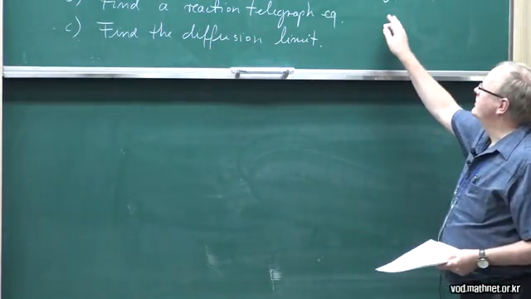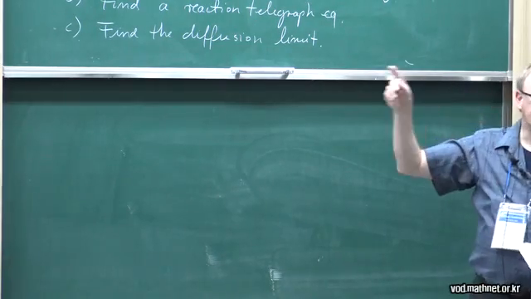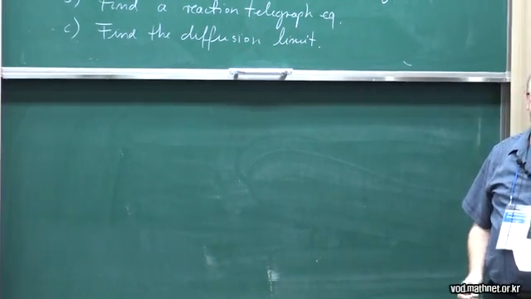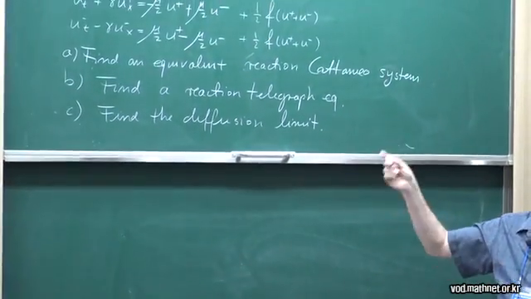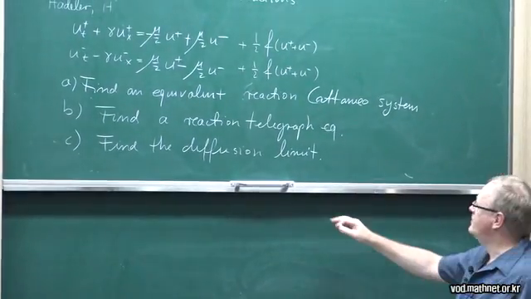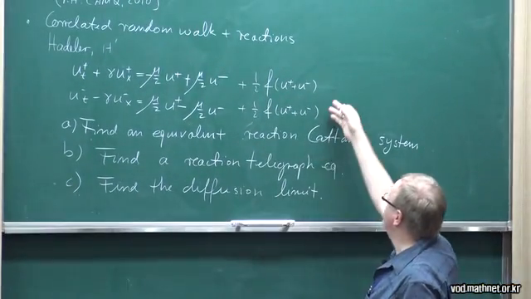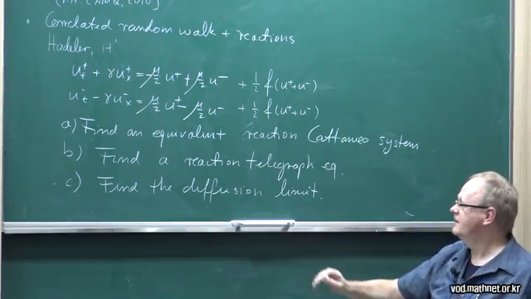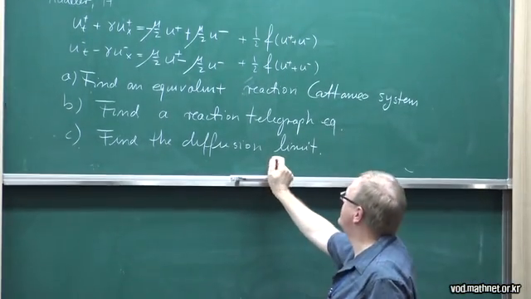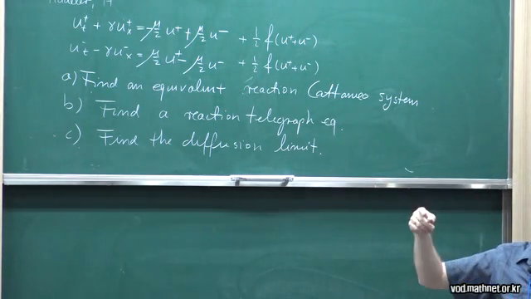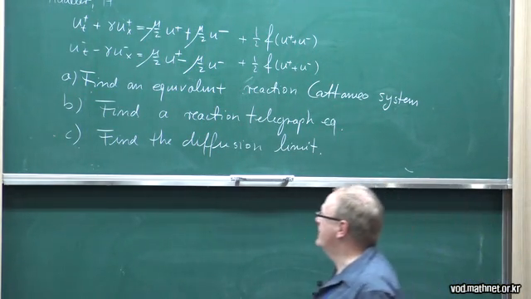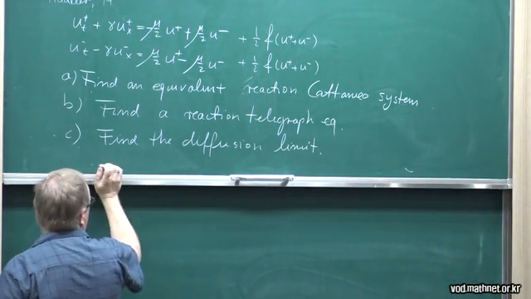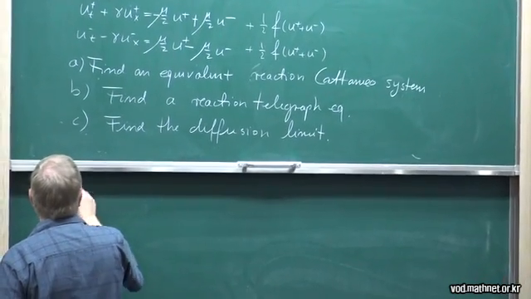So find the equivalent reaction Cattaneo system. So we just need to find an equation for u and v. So we add the equations and we subtract the equations. If you subtract the equation, then the f term disappears, right? And so we get the same as before. If we add the equations, then the 1/2 f plus 1/2 f is 1f. So the Cattaneo problem is easy.